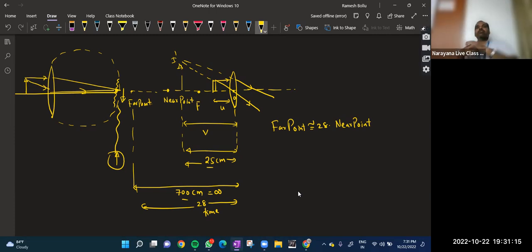You cannot see a well-defined, well-resolved image. Compulsorily, the image must form, where you must catch the image, at more than 25 centimeters and less than infinity. 7 meters is taken as infinity. Then only you can see the well-defined, high-definition image, students.